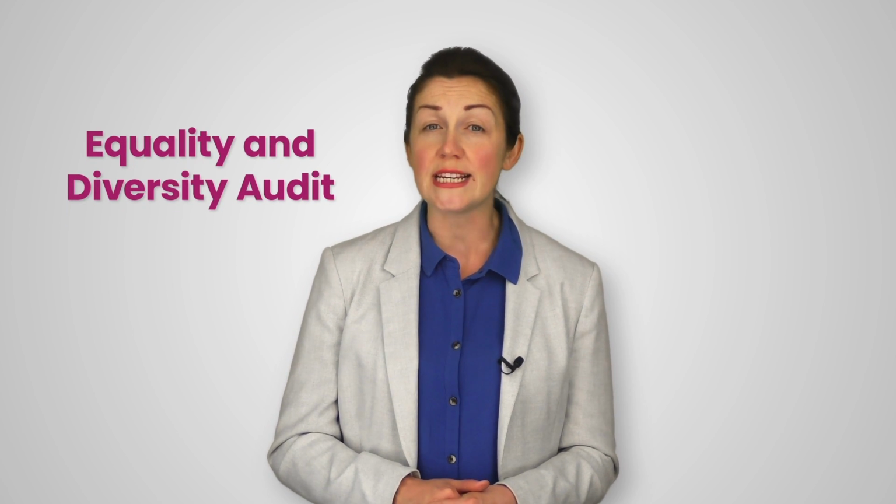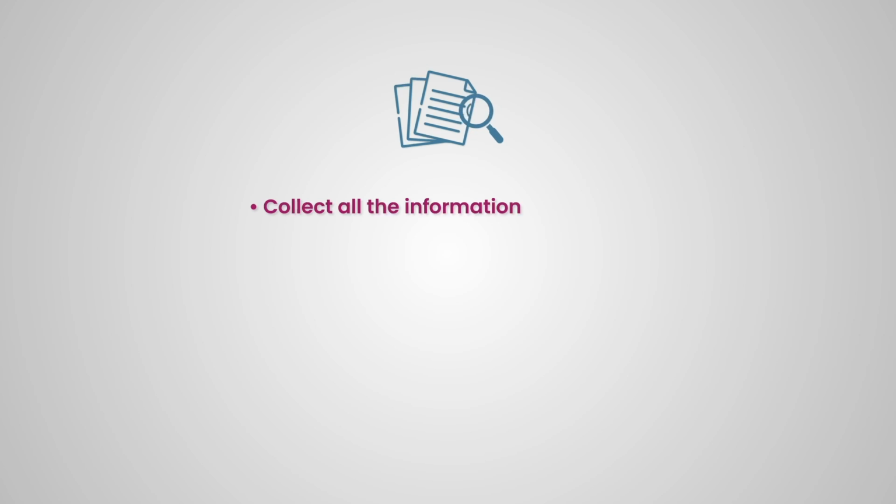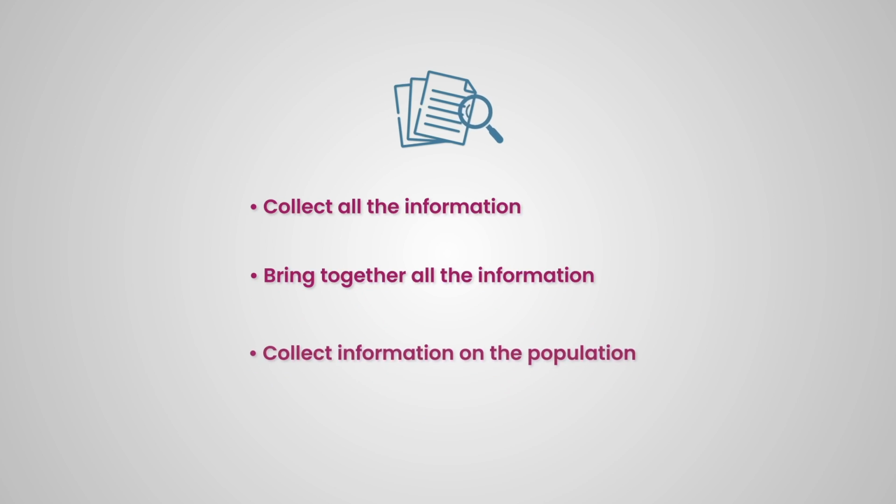Once the policy comes into effect, the next job is conducting an equality and diversity audit. Depending on what you wish the audit to cover, you can use the following methods to gather, analyse and report on your organisation's audit. Collect all the information your organisation collects and produces about equality, diversity and discrimination. Bring together all the information about your organisation. Collect information on the population from which your organisation draws your employees, volunteers and service users.